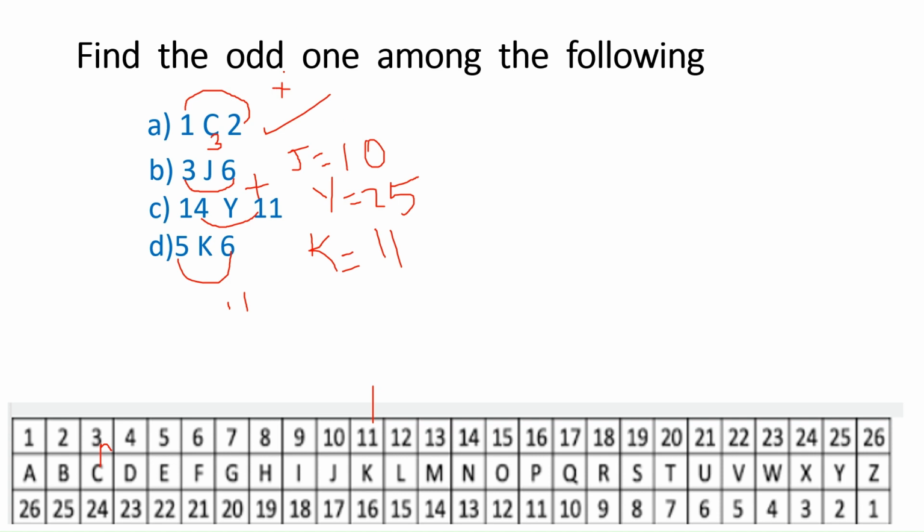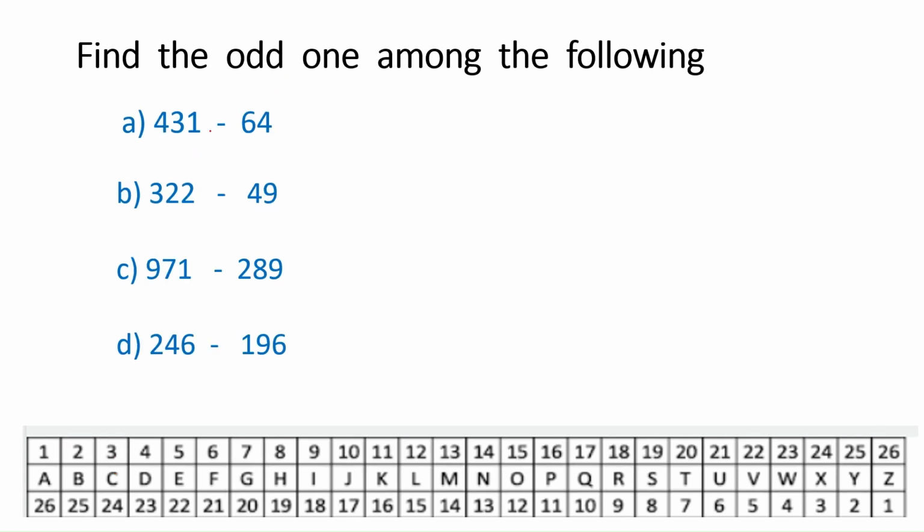So which one is wrong? The value assigned to J is wrong. That is, 9 should come, but it has come as 10. So option D is wrong, odd. Okay. So now let us move on to the last problem.